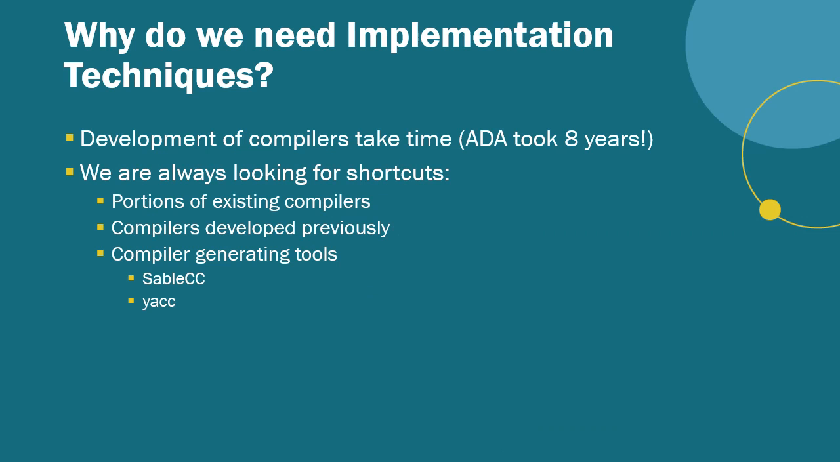So first of all, why do we need to come out with these implementation techniques? Compilers development can take a very long time. ADA, for example, took 8 years to develop. There are ways to cut down time taken to produce new compilers. We can use a portion of existing compilers, compilers that have been developed previously, or we can also use compiler generating tools such as SableCC or YACC.